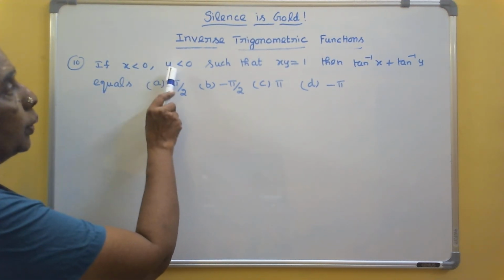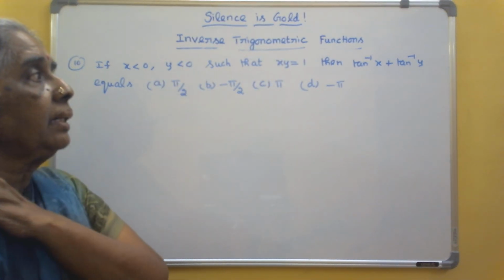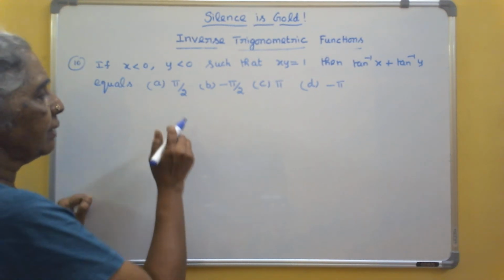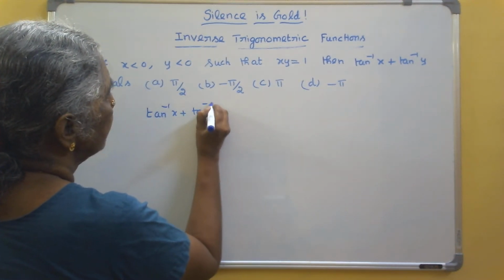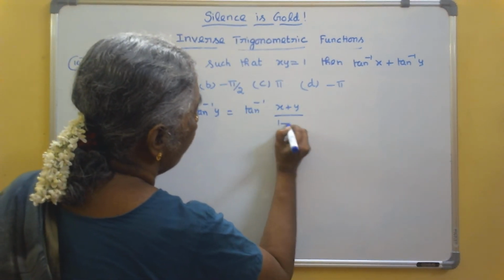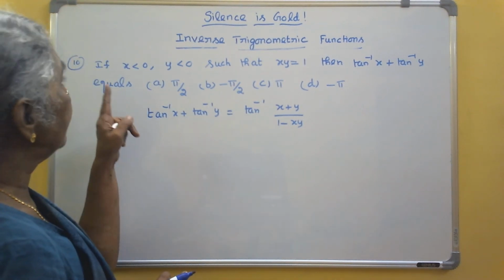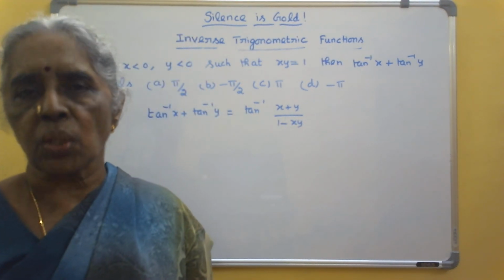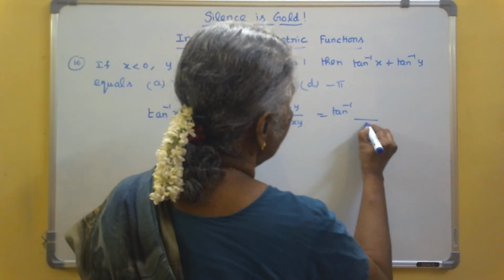If x less than 0, y less than 0, such that xy is equal to 1, then tan inverse x plus tan inverse y equals, they have given you 4 options. First, let us write the formula for tan inverse x plus tan inverse y. That is equal to tan inverse of x plus y by 1 minus xy, right? Now they have given you xy is equal to 1. So, when this becomes 1, the denominator becomes 0.